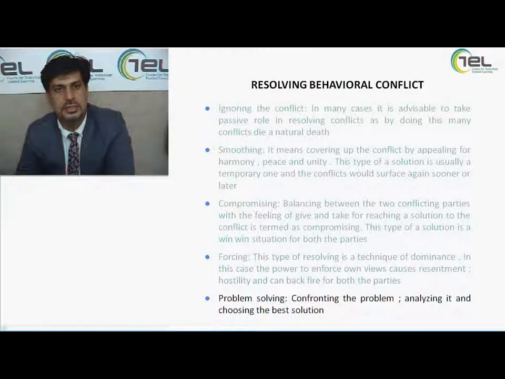The next technique is called problem solving. Confronting the problem, analyzing it, and choosing the best solution is called the problem solving approach. So one of the other approaches for solving behavioral conflicts is by confronting it, looking at all the possible parameters and selecting the best option that is available.